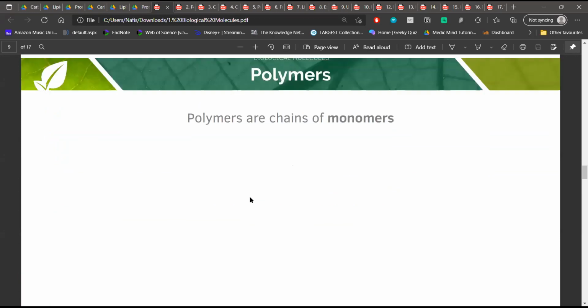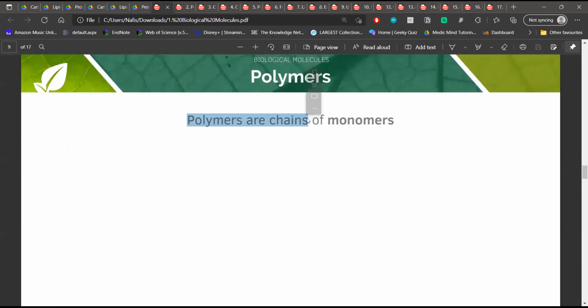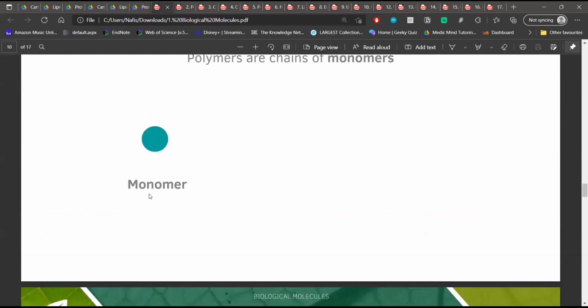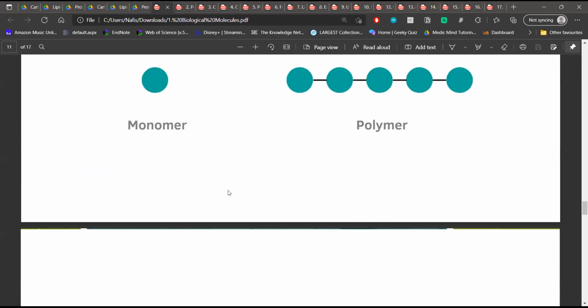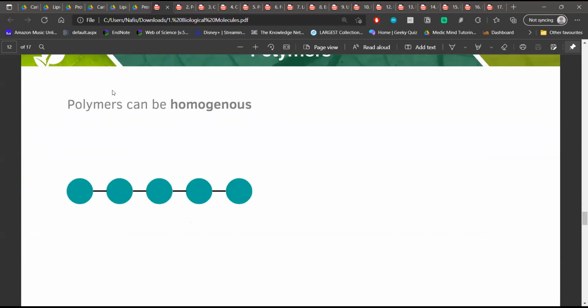So starting with basic polymers. Polymers are chains of monomers. So a monomer is a single subunit which is built together to form polymers. So polymers can either be homogeneous. So for example, can anyone think of a homogeneous polymer, a biological molecule, where there is only one repeating unit?